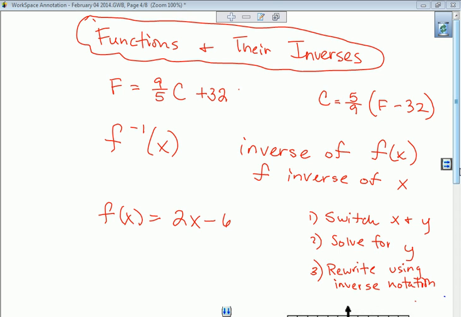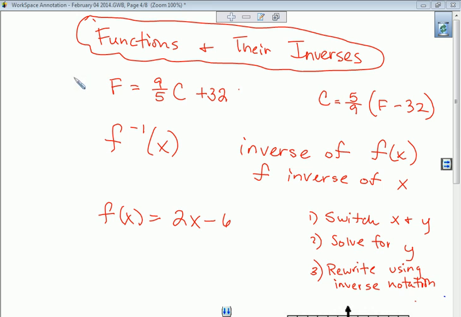Inverses. When we talk about inverses, you may remember inverse operations. Those are operations that undo each other, right? Like, what's the inverse of addition? The inverse operation for addition is subtraction. What is the inverse operation of multiplication? Division. And so we've been doing this for a while. When we think about functions, we can think about inverses as a function that somewhat undoes another function.